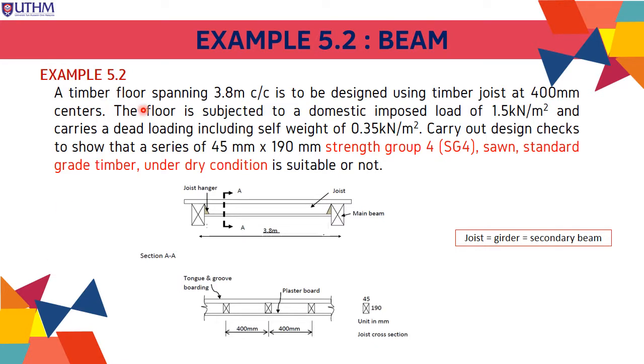Example 5.2. A timber floor spanning 3.8 meter center to center is to be designed using timber joists at 400 mm spacing. The floor is subjected to domestic imposed load of 1.5 kN per meter square and carries a dead load including self-weight of 0.35 kN per meter square. Carry out design checks to show that a series of 45 mm times 190 mm strength group 4 sawn timber standard grade under dry condition is suitable or not.